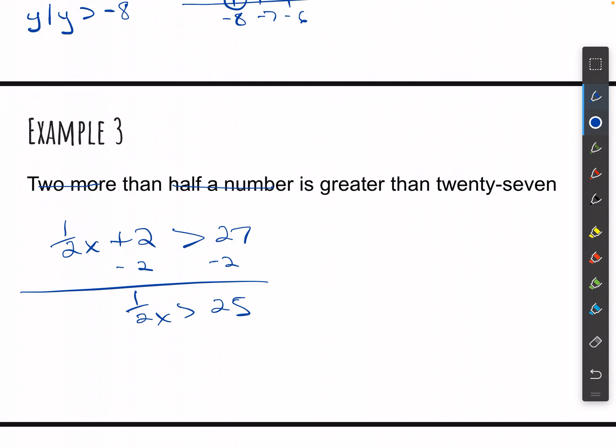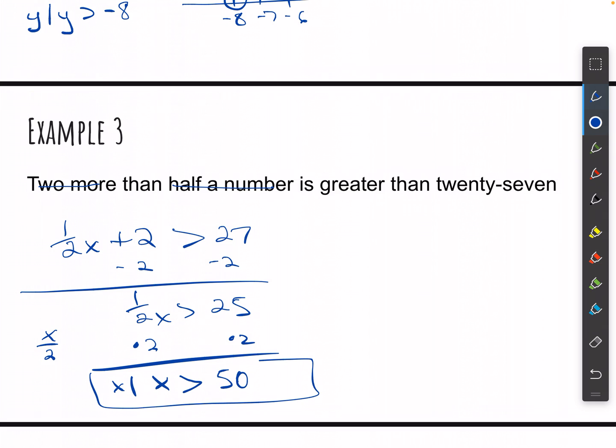To get x by itself, we have to multiply by 2, because right now we're technically dividing by 2. 1/2 x can be written as x over 2. So I'm going to multiply by 2 on both sides. And when I do that, I have x here, and this inequality stays the same direction. 25 times 2 is 50. So it's the x values where x is greater than 50.